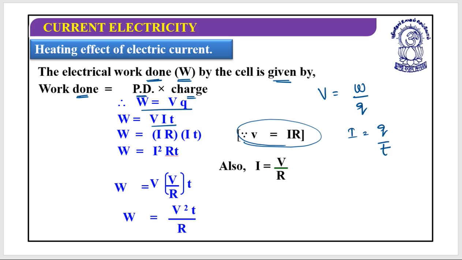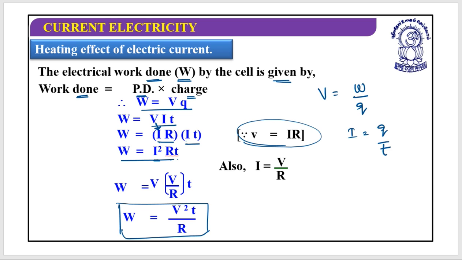According to Ohm's law, V is equals to IR. Let's just replace it over here. It's IR multiplied by IT. It's I multiplied by I, which is I square into R into T. This is one of the relations. W is equals to I square into R into T. One more term can be related as, if I replace I with V by R, I can have W is equals to V square T by R.